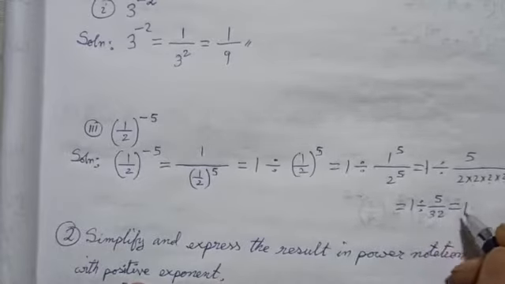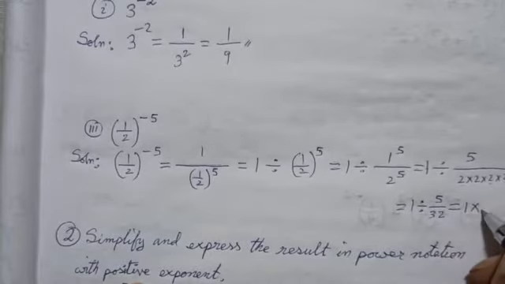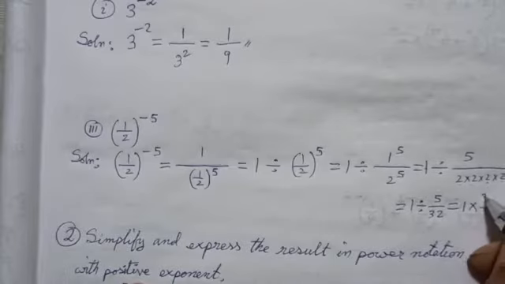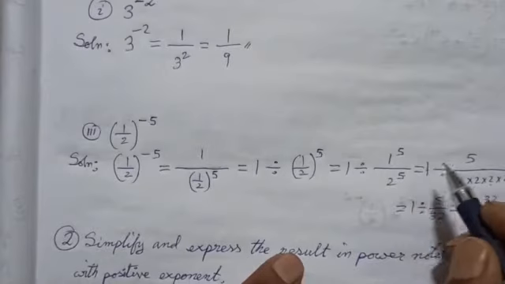Now it is equal to 1. If this divide is changed into multiply, 5 and 32 are interchanged, then 32 will come up and 5 is in the denominator. Then we are getting 32 by 5, and this is the answer. Here I made one mistake.